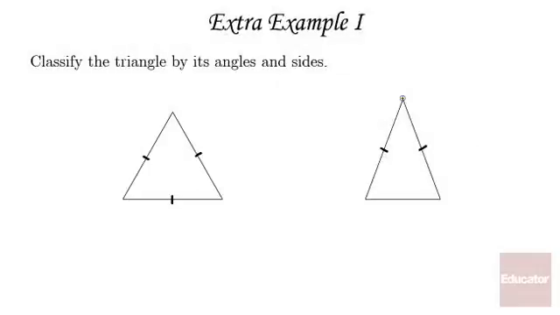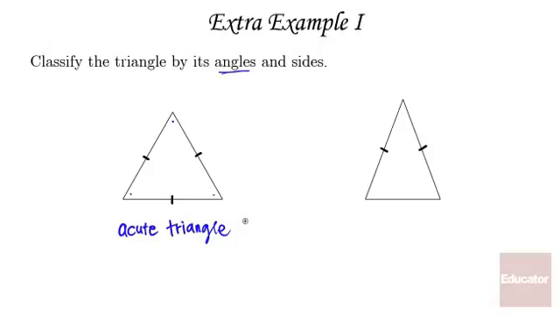Okay, so the first example is to classify the triangle by its angles and sides. So look at the angles first. If you look at the angles, this is an acute angle, this is an acute angle, and this is an acute angle. We can tell because they're all smaller than 90 degrees. They're all smaller than right angles, right? So the name for a triangle with all 3 acute angles is an acute triangle.